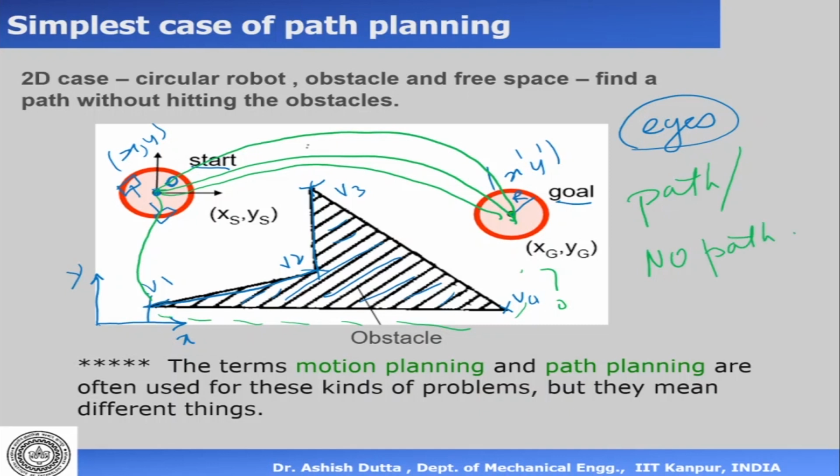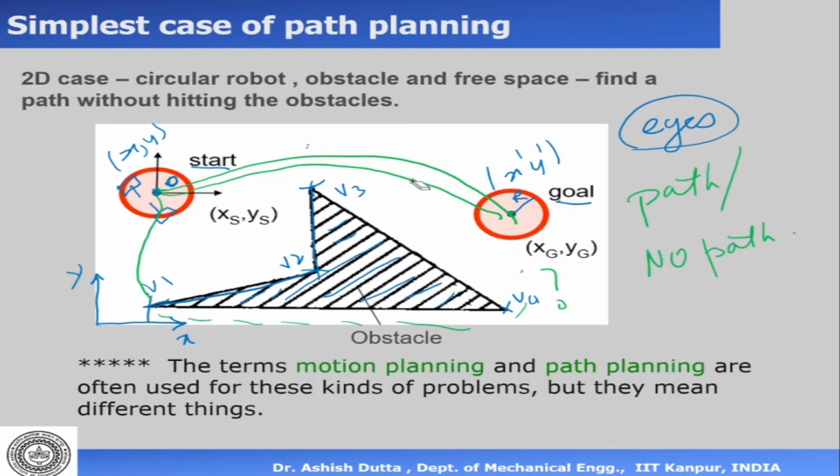Now, if there is a path, then which is the shortest path, for example? Okay. So the simplest case of path planning is as shown in this figure, where the mobile robot, which is circular, has two drive wheels. It has to go from the start point to the goal point. So what are the paths?